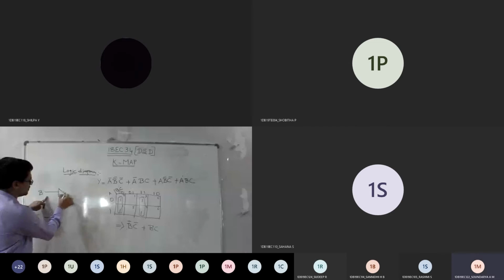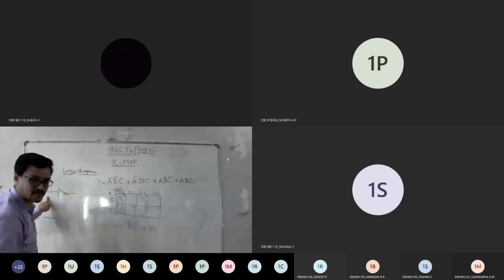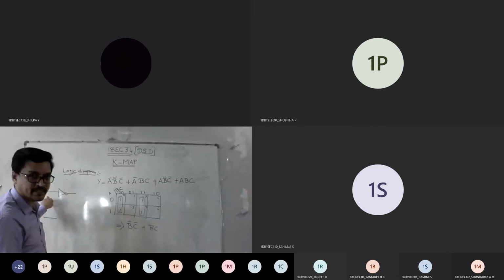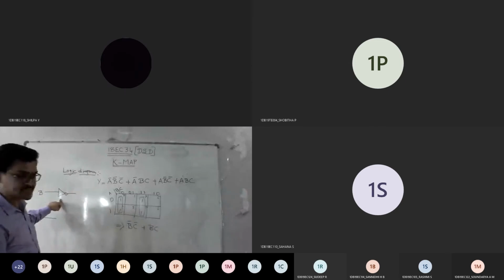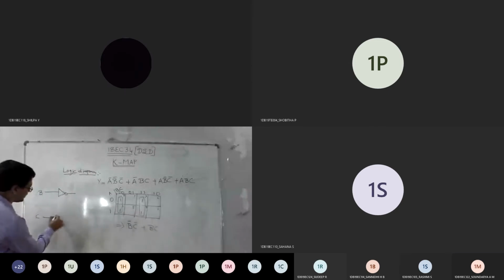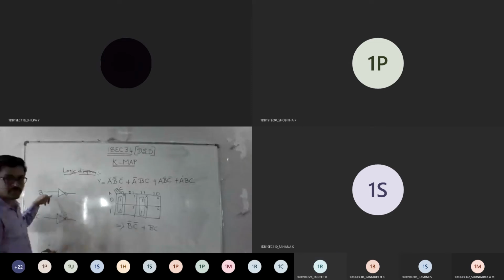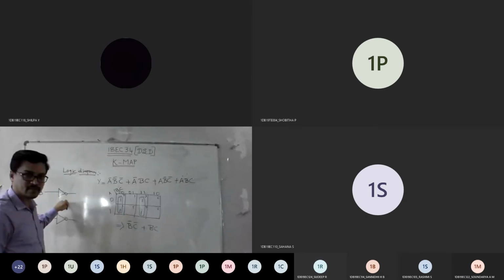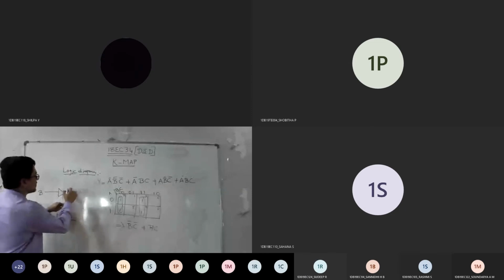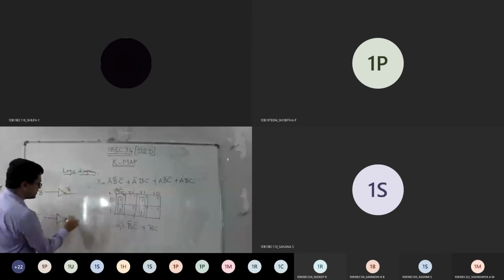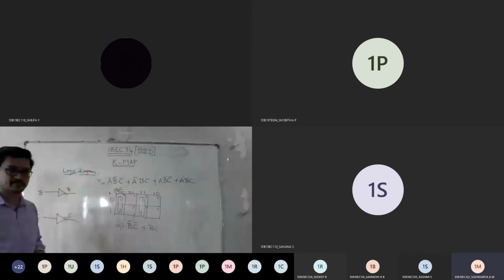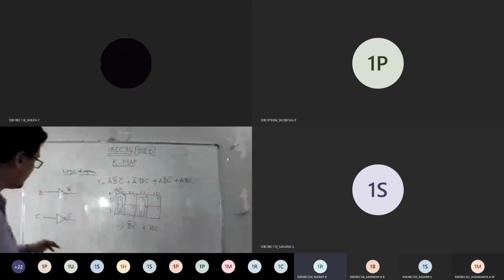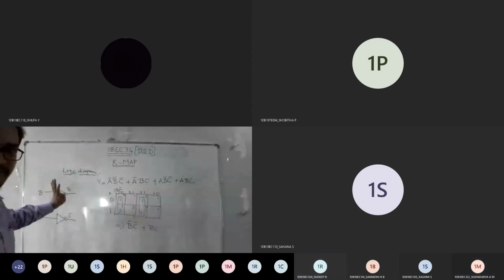So I need to place one NOT gate here. I hope everyone remembers the symbol for the NOT gate; I told you at the beginning of the class. This is the symbol for the NOT gate, nothing but an inverter. Once input B passes through the NOT gate, it becomes B bar. Similarly for C, it gives C bar. Is it fine? Yes, sir. I made this alignment.